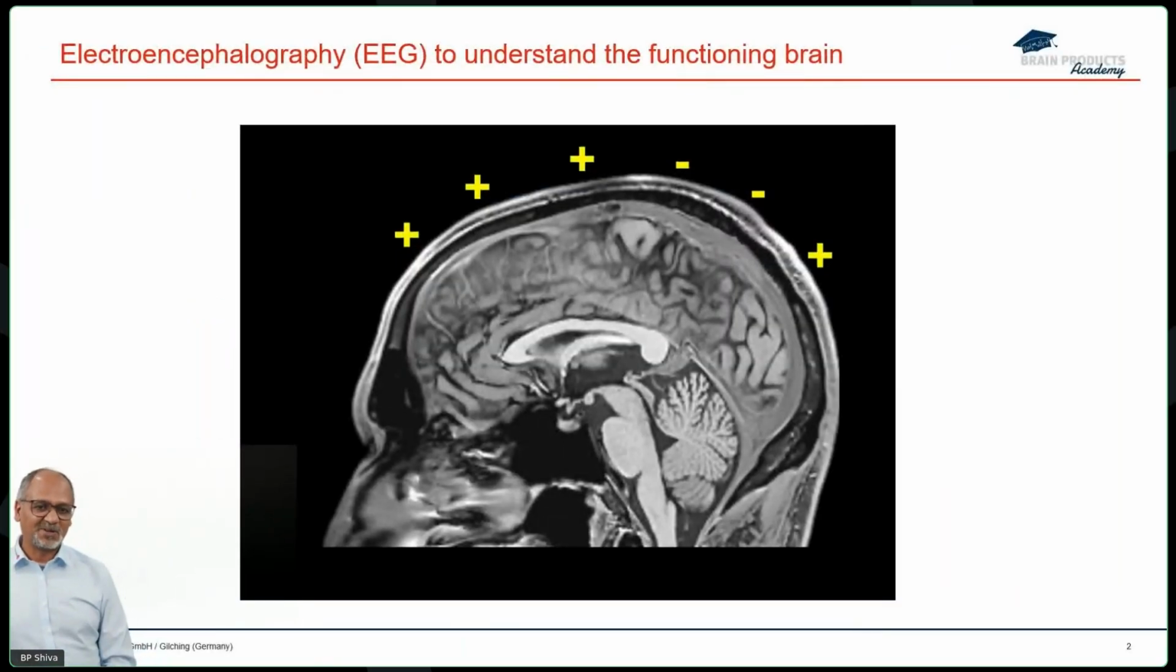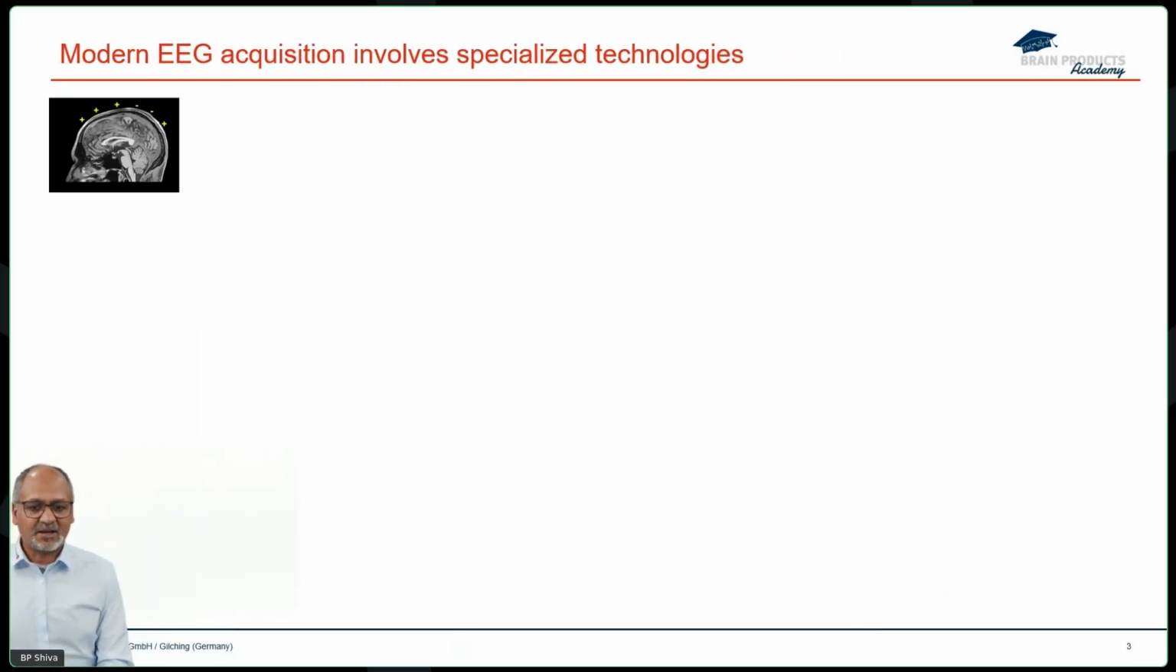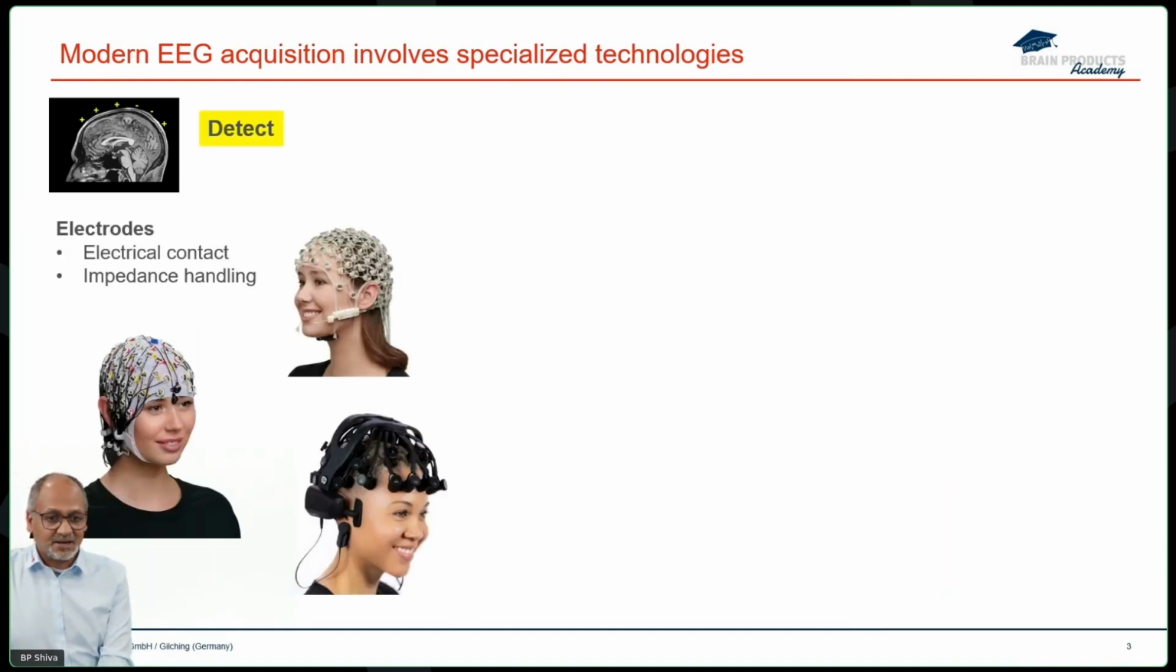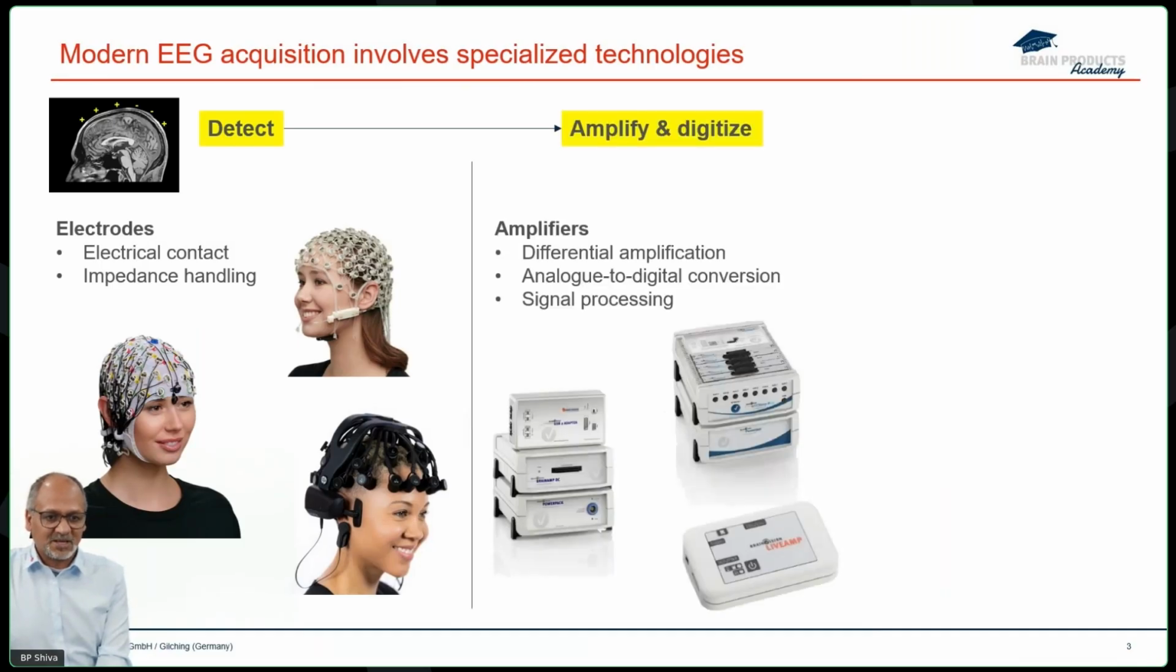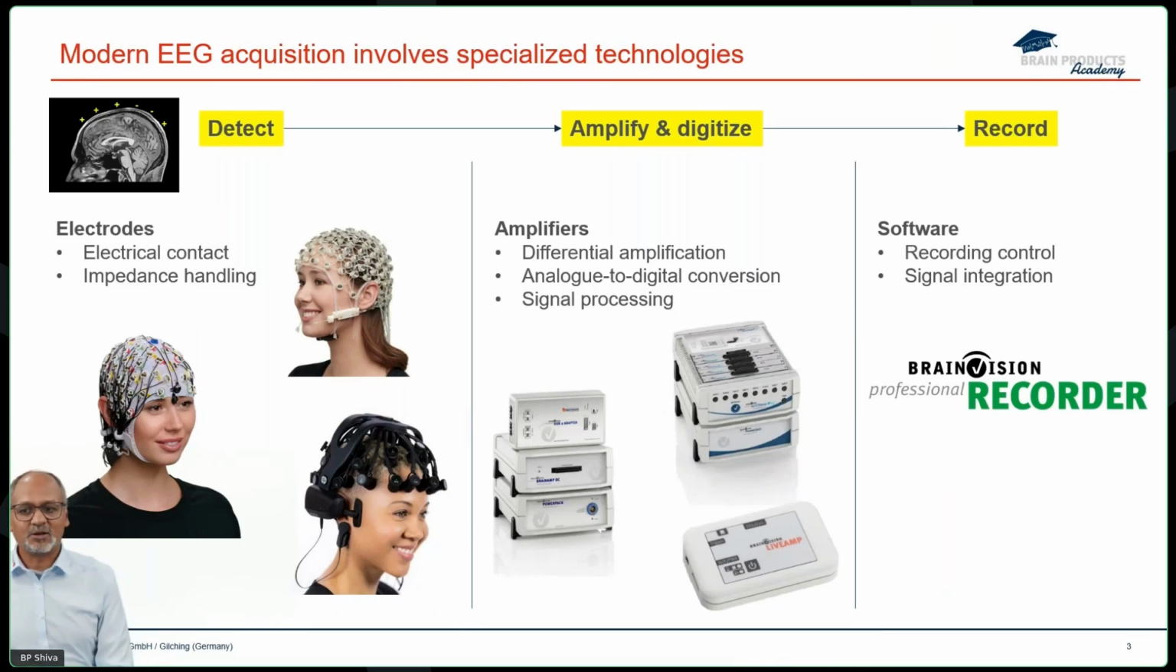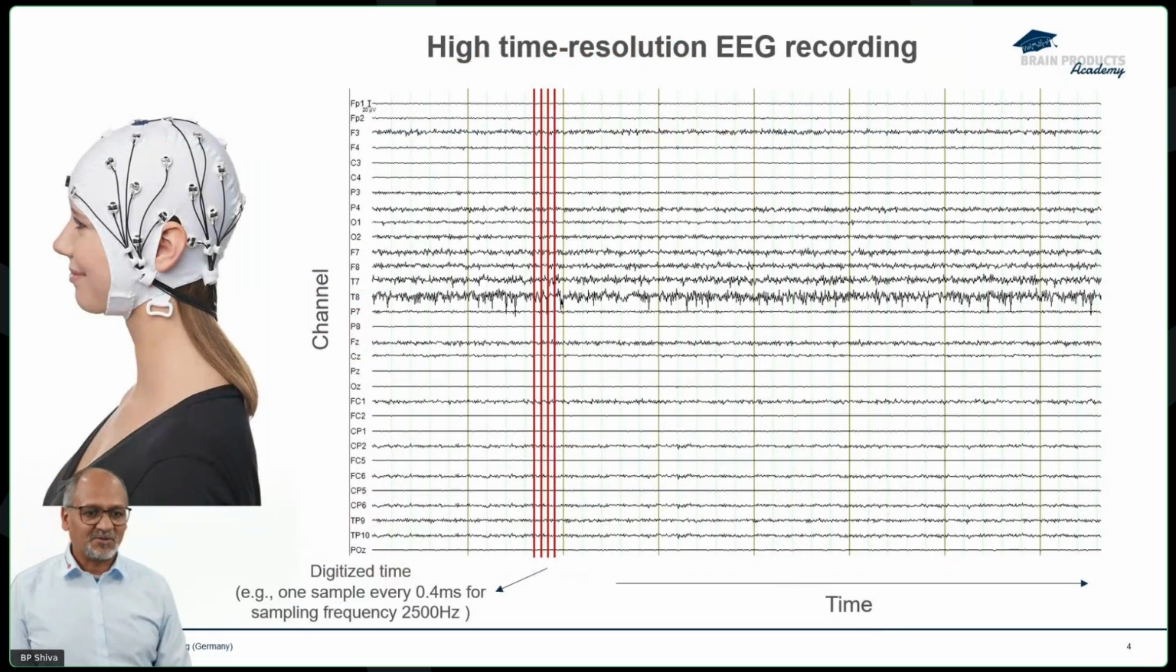So to take it from the top, EEG is a method essentially to measure neuroelectric activity on the scalp generated by the brain's functioning. And modern EEG acquisition involves a large variety of specialized technologies to detect these signals on the scalp, to amplify and digitize them, and to record them without any loss of information. And when everything works and you have performed a successful acquisition, you should have a high time resolution EEG recording.